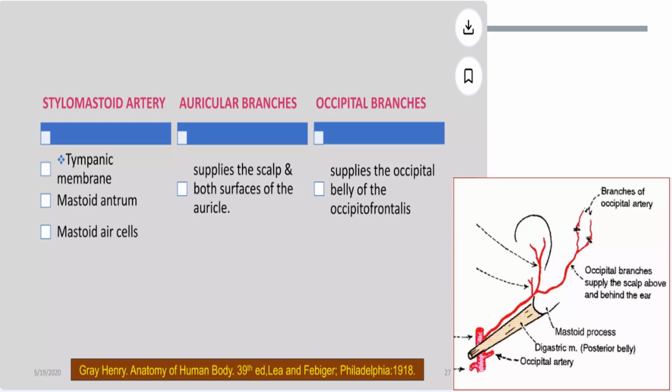The stylomastoid artery supplies the tympanic membrane, mastoid antrum, and the mastoid air cells. The auricular branch supplies the scalp and both surfaces of the auricle. The occipital branch supplies the occipital belly of the occipitofrontalis. We'll learn about the occipitofrontalis in other slides.